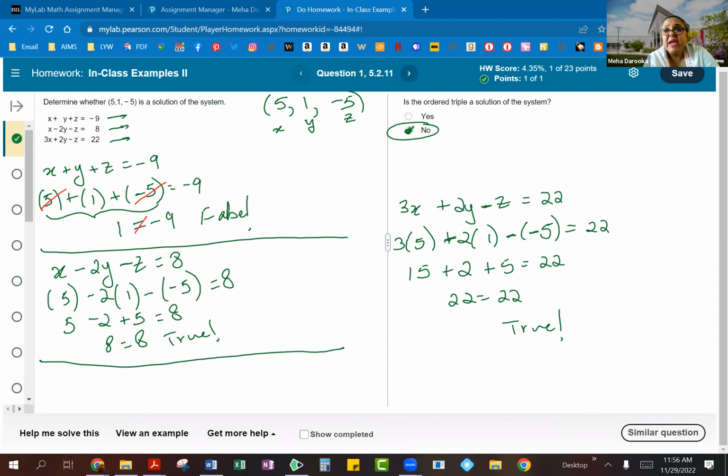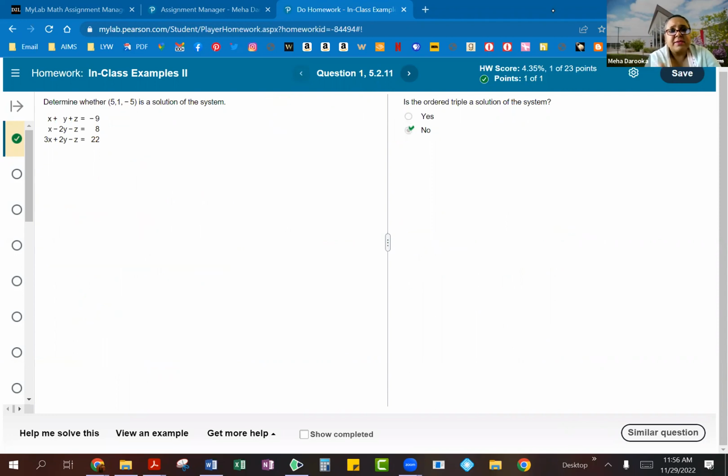So you have to get true for all three equations for it to be a system solution. Does that make sense? Yeah. So make sure if you don't get true on all three equations, it is not a solution to your system. And so that's where this guy comes out to be.